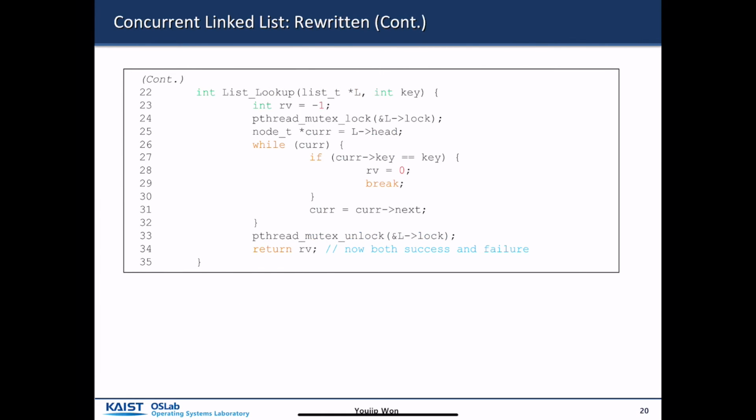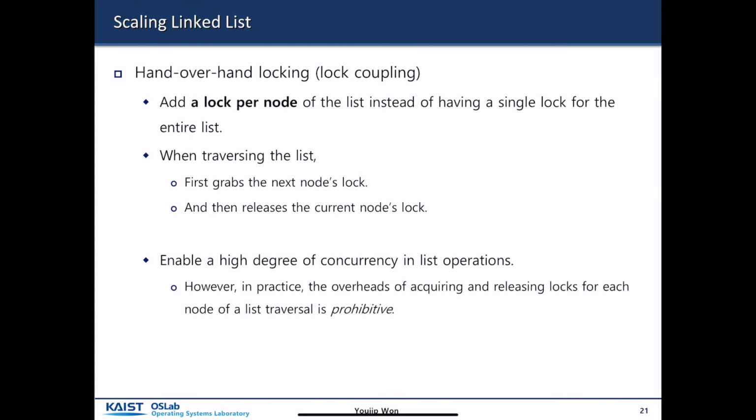Okay. So far, the concurrent linked list is protected by a single lock. So even though there are thousands of nodes in the linked list, and even though there are multiple threads that want to access different parts of the linked list, only one thread at a time can access the entire linked list. So that is not scalable.